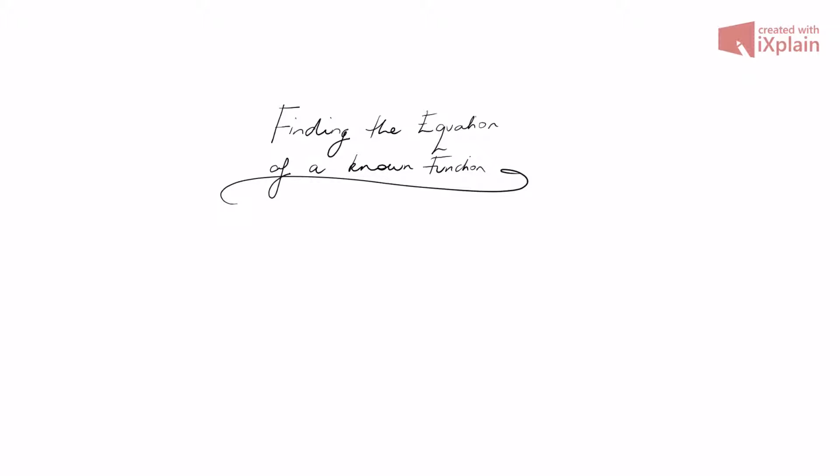Okay, today we're going to have a look at finding the equation of a function if it's in one of our special forms, which is our a, h, and k form. That is, if it's factorized so that we can very easily see the dilation factor, the horizontal translation factor, and the vertical translation factor.